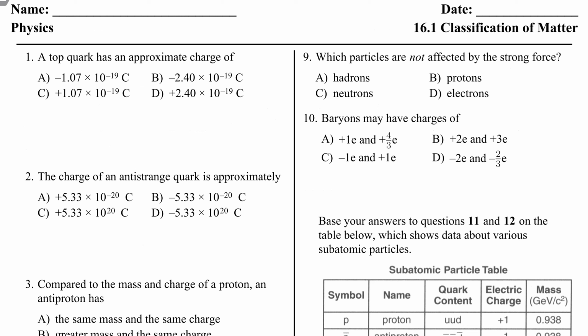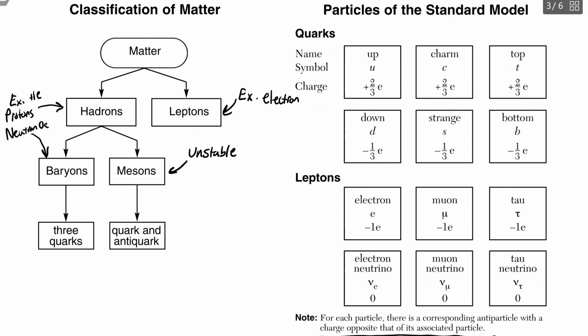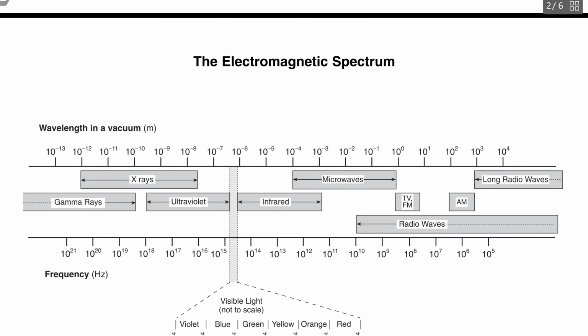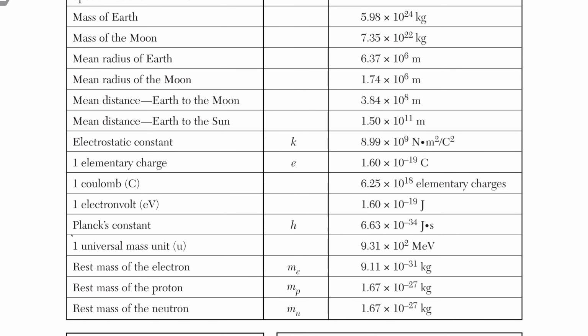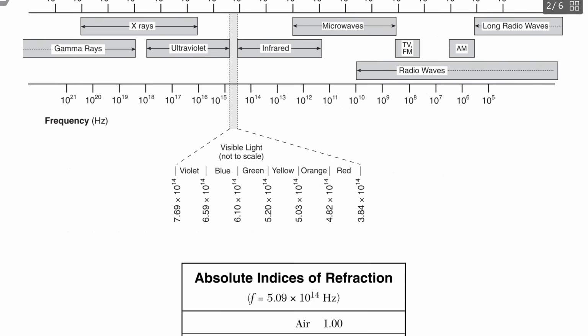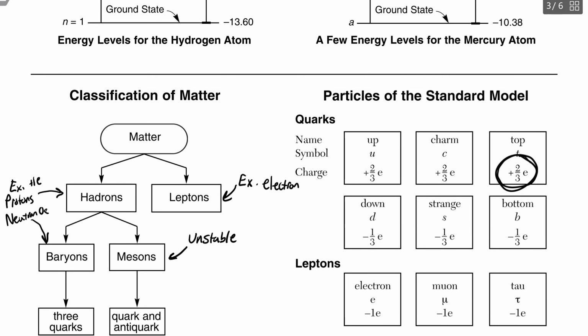So let's get into it. Number 1 says a top quark has an approximate charge of, and then they give all the answers in terms of coulombs. So if you look back at your table, a top quark has a charge of positive 2/3 E. That's positive 2/3 times the elementary charge. So we have to find the elementary charge on the front of the reference table, and hopefully you still have it memorized from Unit 10. But 1 E, one elementary charge, is 1.6 times 10 to the negative 19 coulombs. So we want 2/3 of that because the charge for the top quark is 2/3 times E.